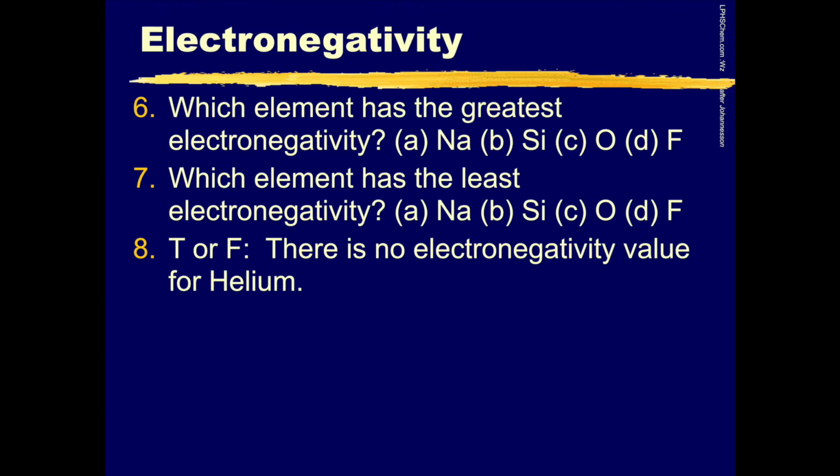All right, so looking at number 6, which element has the greatest electronegativity? You'd want to find each of these 4 elements on the periodic table, and after doing so, you should have identified that fluorine has the greatest electronegativity of them all. The element that has the least electronegativity would be our sodium atom because it's the farthest to the left.